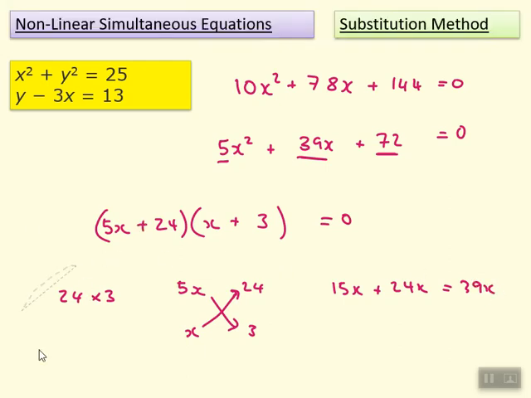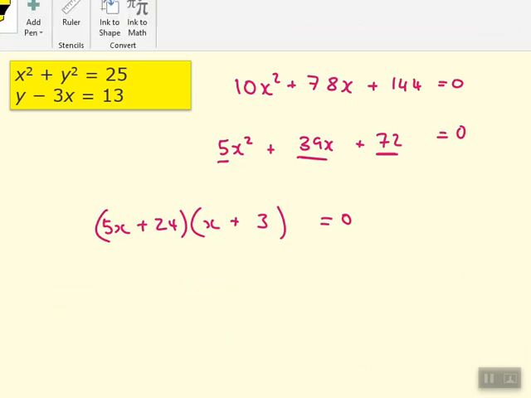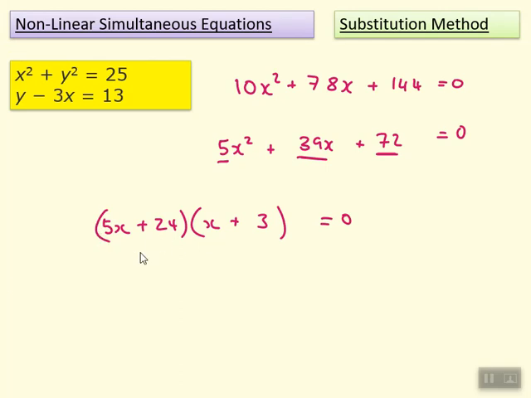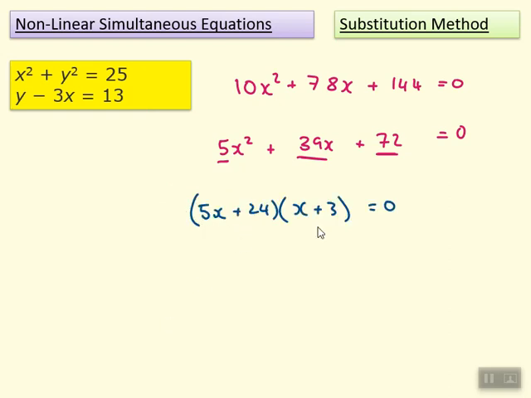Okay, so if we just double check the whole thing, it should be right. Okay, so if I multiply this out, 5x times x is 5x squared, that times that is 15x, that times that is 24x, and that times that is 72. And lo and behold, the middle two give you 39x when you simplify it. So that's that. Okay, so these were the two brackets that made that expression.